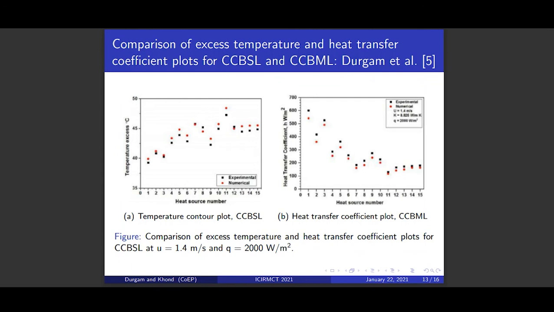Plot B shows the comparison of experimental and numerical values of heat transfer coefficient at each heat source, and it is found that the heat transfer coefficient is maximum at heat source number 1 at the bottom row and minimum at heat source number 11 at the top row. The experimental and numerical values are in good agreement for both the cases.